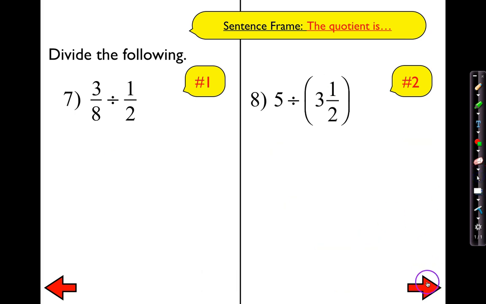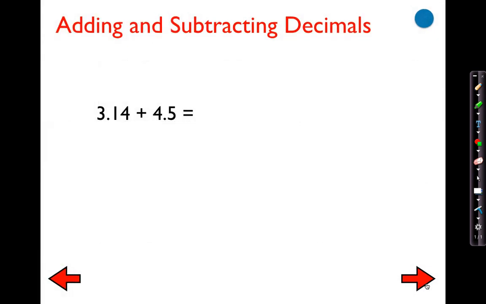Okay, so let's keep moving on. Here we're going to start adding and subtracting decimals. Before we actually start, what I want you to do is to think logically. 3 and 14/100 plus 4.5. Okay, well let's think. This is approximately 3. This is pretty close to 5. So 3 plus 5 is 8. So my answer should be somewhere close to 8. If I ended up with an answer such as 3.59, does that sound reasonable? No. So your answer should be around 8.